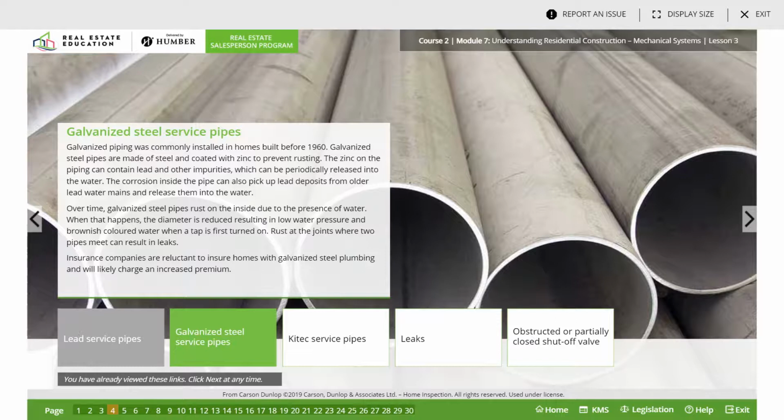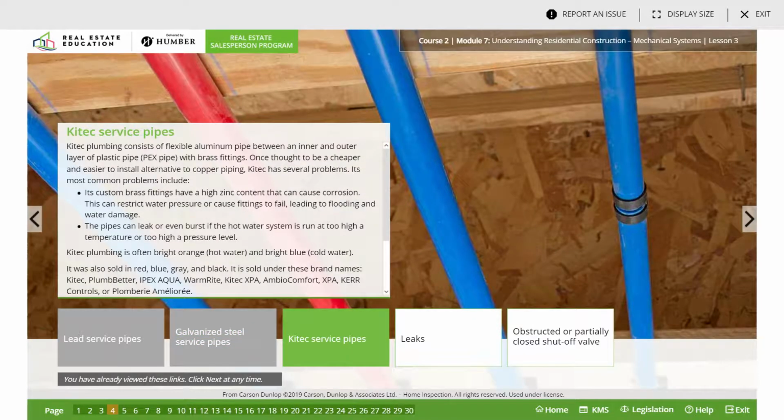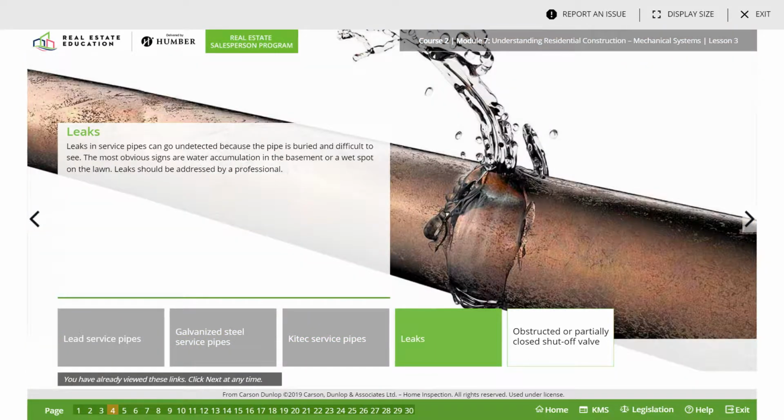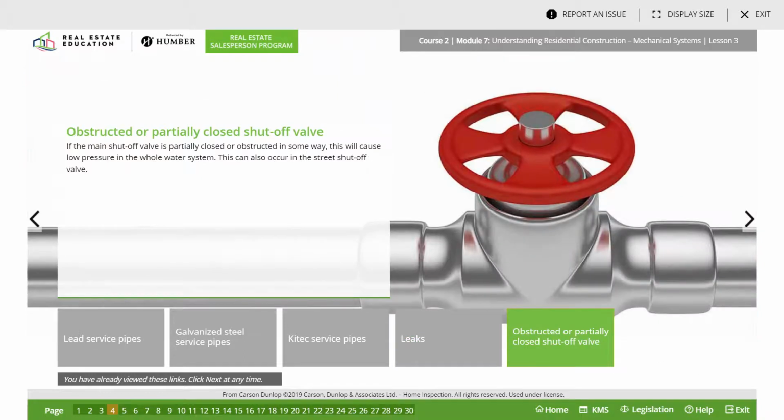Galvanized steel can rust, and Kitec pipes can have brass fittings with a high zinc content, which can cause corrosion. They can even burst or start leaking if the temperature is too high. Leaks in service pipes can go undetected because the pipe is buried and difficult to see.